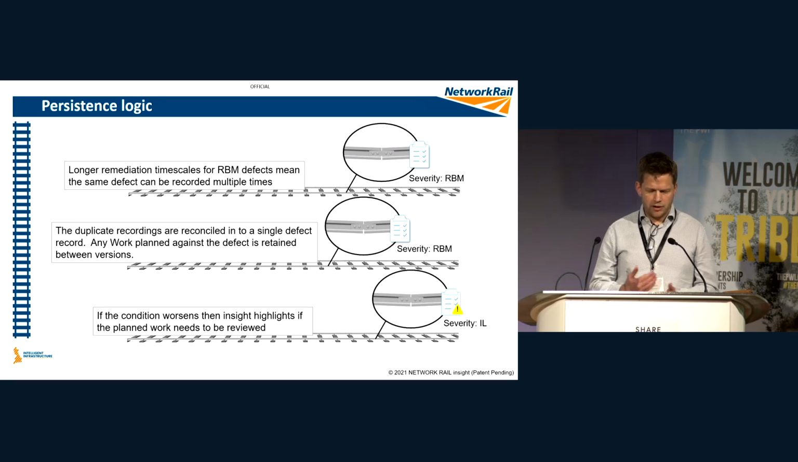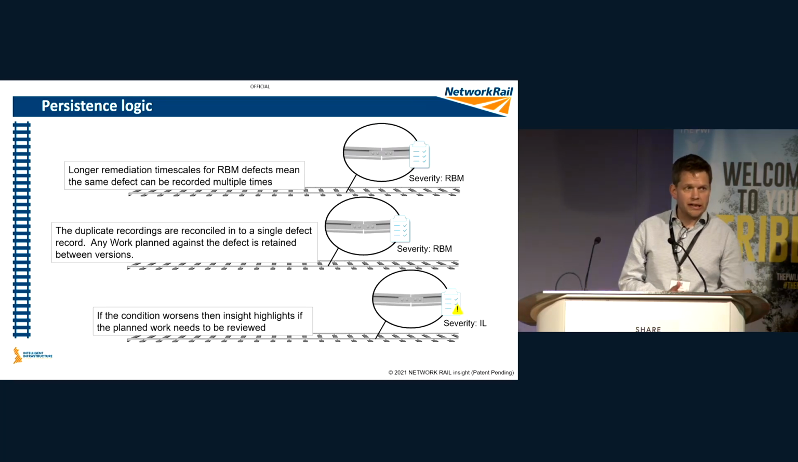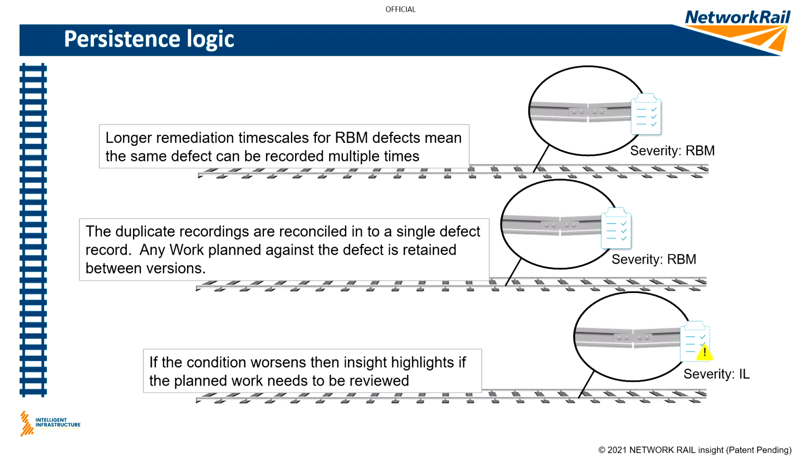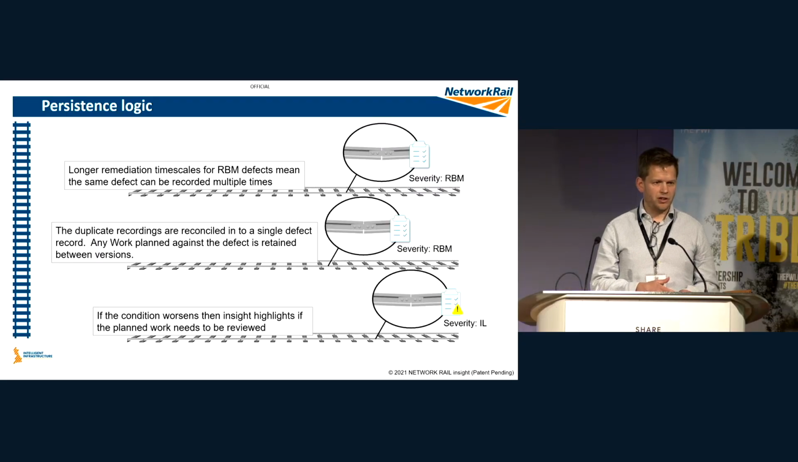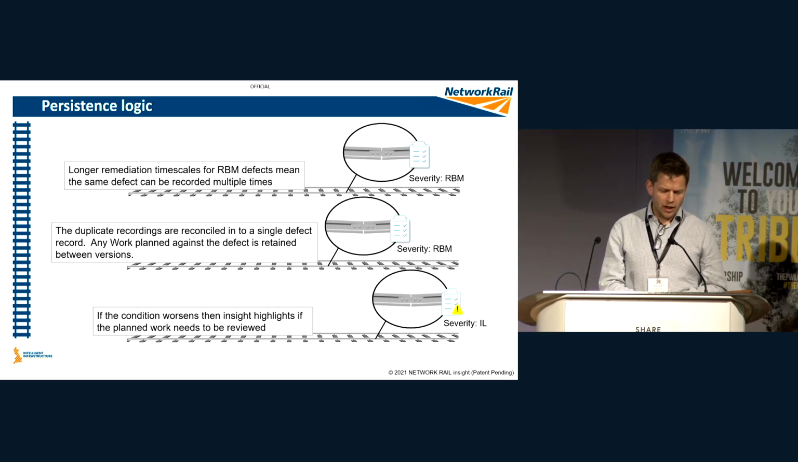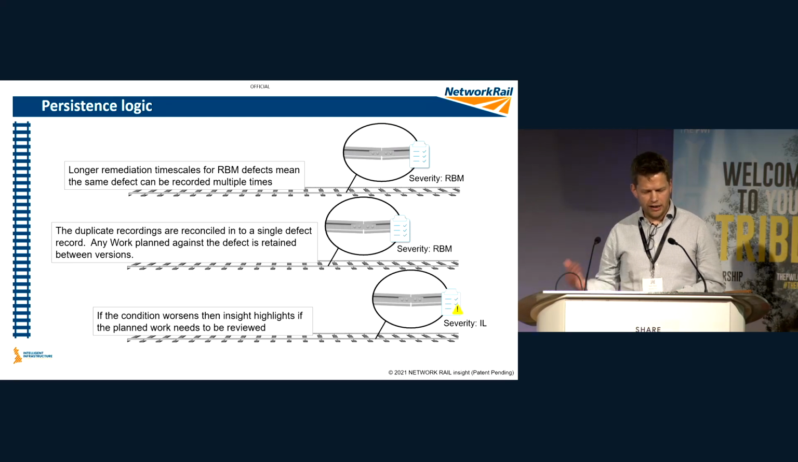So another feature within Insight that's particularly useful with RBM is our persistence logic, and I think a lot of you would have heard me talk about this a lot before. But the idea is that you might record a defect on run 1, and if it's an RBM defect, you could have 18 weeks, you could have 96 weeks in which to fix that. You might have gone and done your scoping, you know what you've got to do to fix it, and you put all that information against the defect. You might even plan some work against it. Then you're going to be told about it in the next run, and the next run, and the next run.